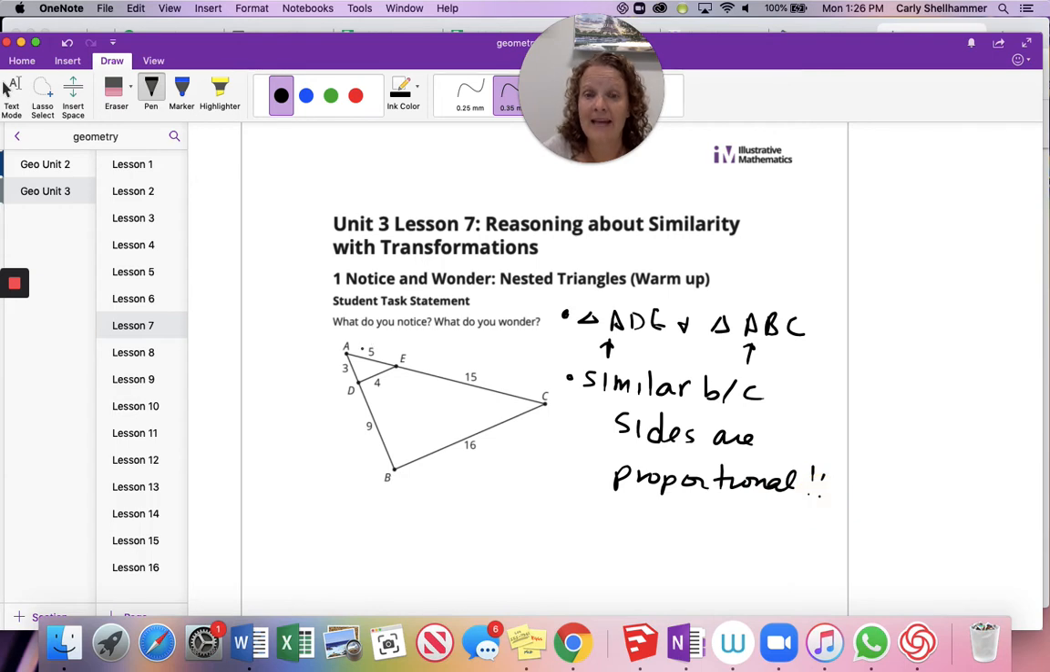So AE is 5, yet AC is 20, which means that's times 4. So if AD is 3, this should be 12, and it is. If this is 4, then that's 16. So it looks like my scale factor, going from the small one to the big one, is 4. So they are similar.